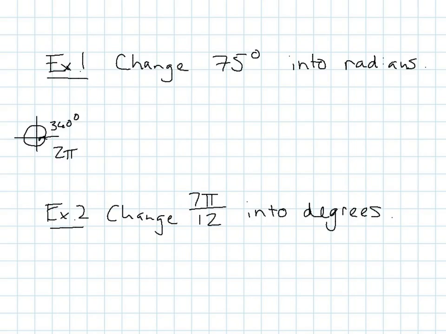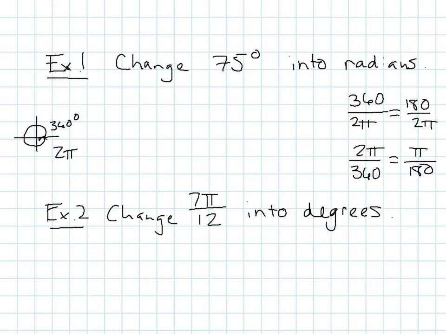If you want to change your measurements between radians and degrees, we use a conversion where it's the value of 360 and 2 pi. Simplifying that, you get 180 over pi. You also can orient the other way to get pi over 180. Now, when I want to change degrees, like 75 degrees, into radians, then I would need to use the pi over 180, because I want to be able to cancel out degrees.